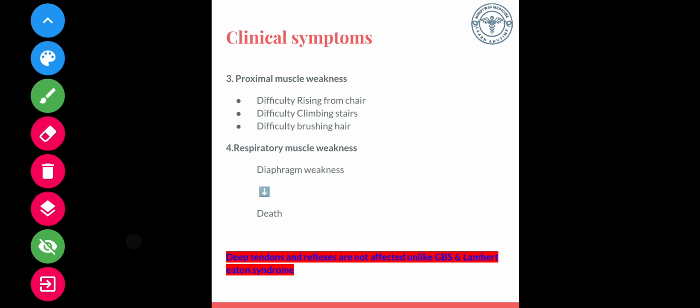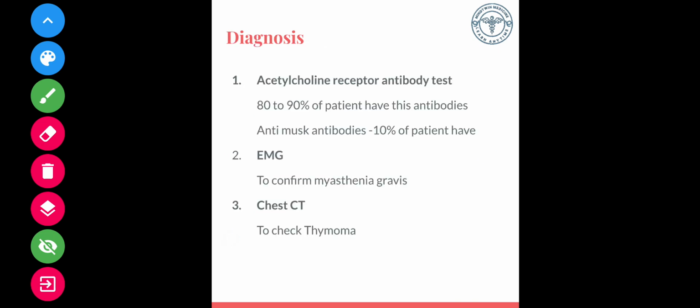But this is the surface level muscles or the major muscles, but the deep tendons and reflexes will not be affected in myasthenia gravis. They can be seen affected in GB syndrome and Lambert-Eaton syndrome. In these conditions, you can see the deep tendons and reflexes affected too, but in myasthenia gravis, it is not seen. How can the diagnosis be done?